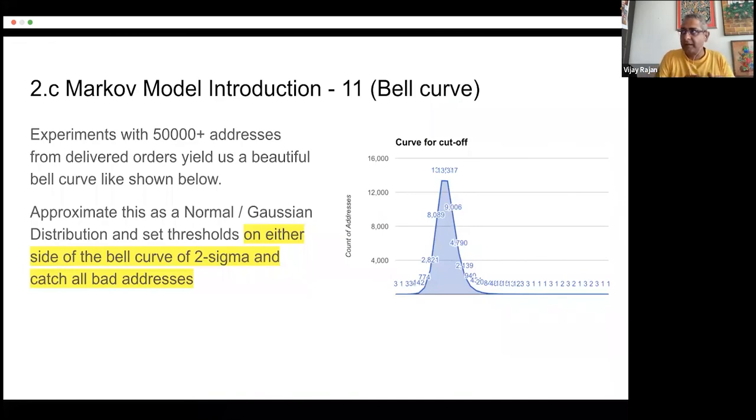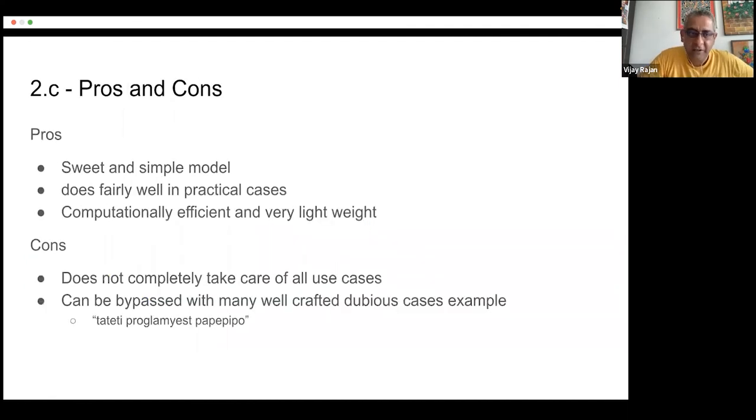As I mentioned before, I found the gibberish detector on the net that included log, but then I had to apply my spin where I had 50,000 addresses, and I used the left tail to basically put a 2 sigma rule on the bell curve that I got with all the scores of addresses. And indeed, the ones at 2 sigma or below looked like absolute gibberish. And this was catching about 300 to 500 orders a day. And people were really happy that we were able to catch gibberish addresses in e-commerce.